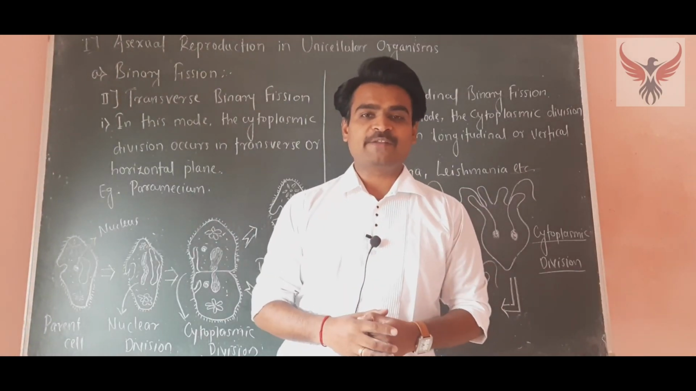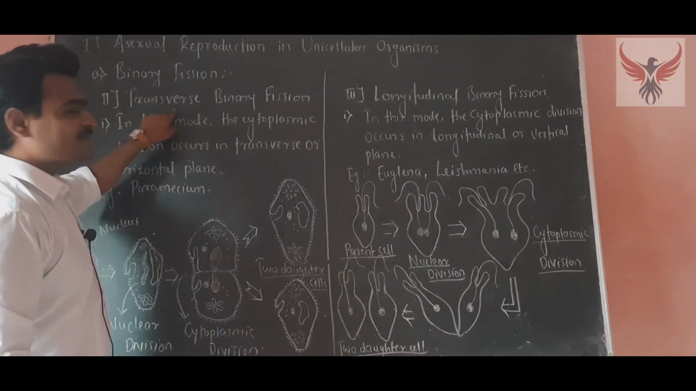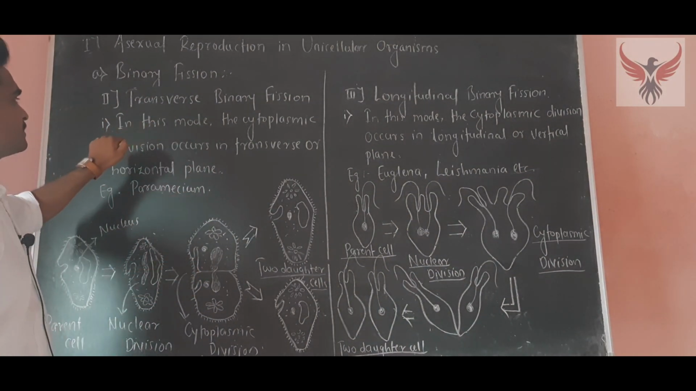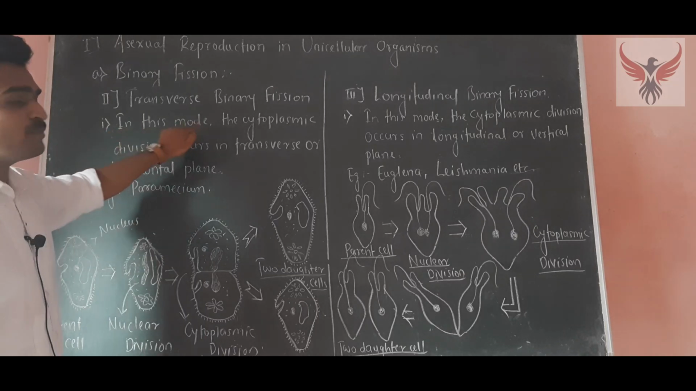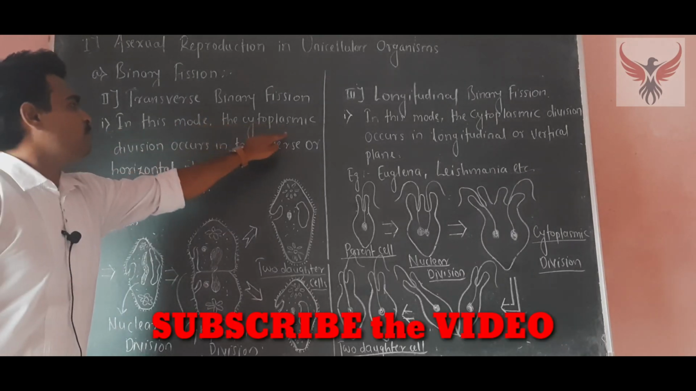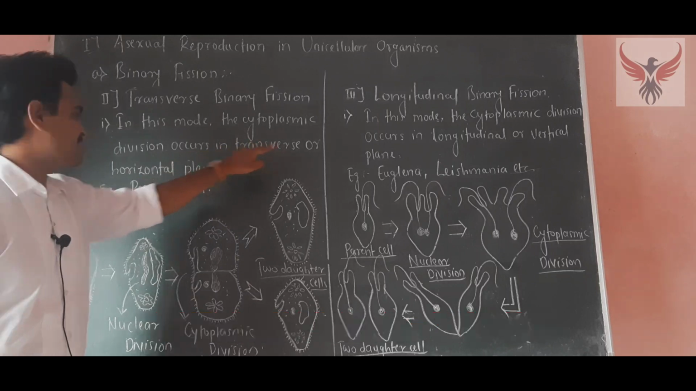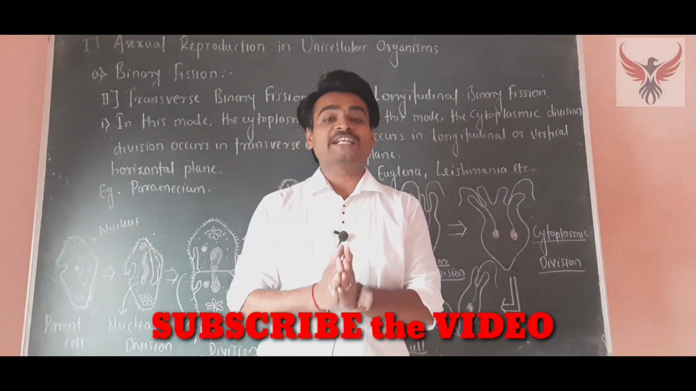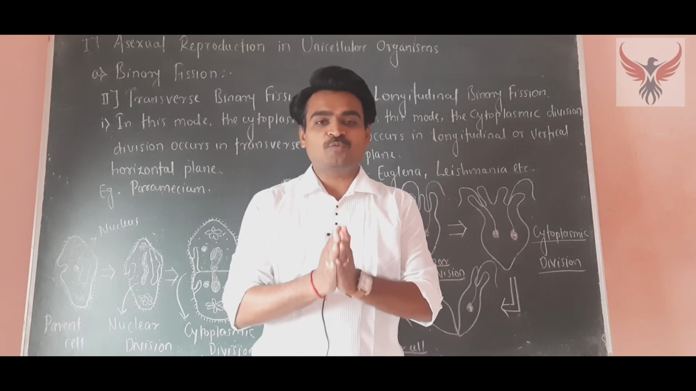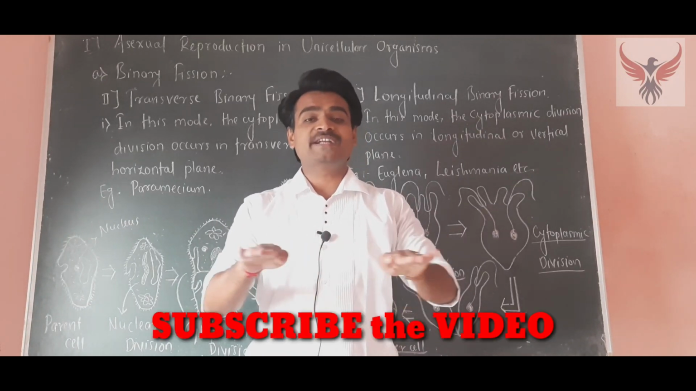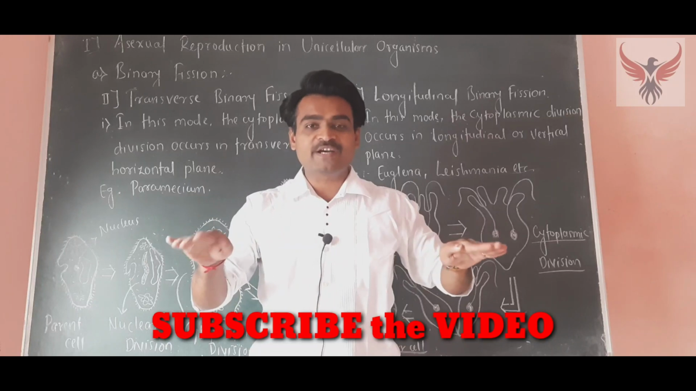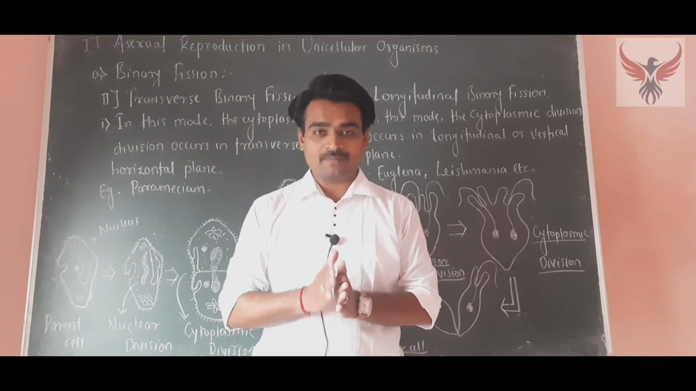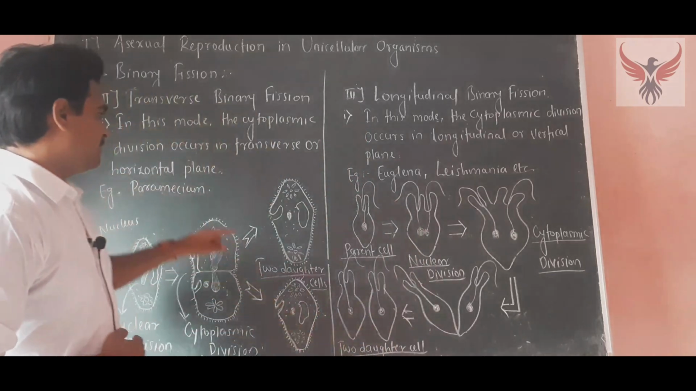The second type of binary fission is transverse binary fission. In transverse binary fission, the cytoplasmic division occurs in a transverse or horizontal plane. So the cytoplasmic division is horizontal or transverse. The example of an organism that shows transverse binary fission is paramecium.